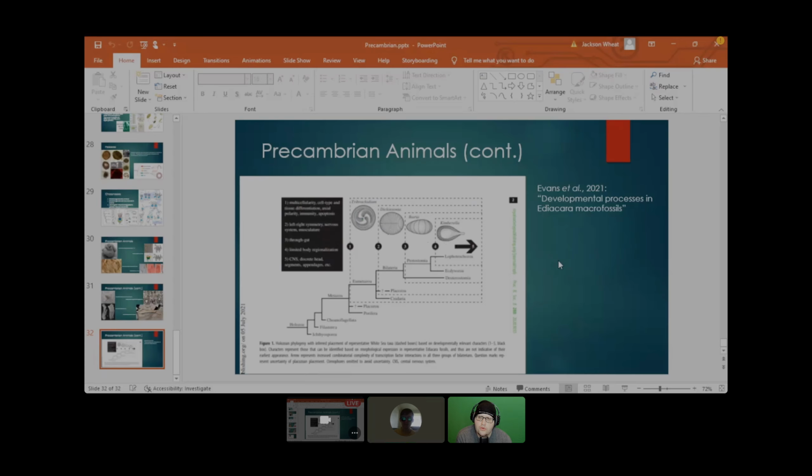So at this point, you look at something like Dickinsonia or Ikaria, what the common ancestor probably looked like. It's probably more like Ikaria, the last common ancestor of bilaterians.